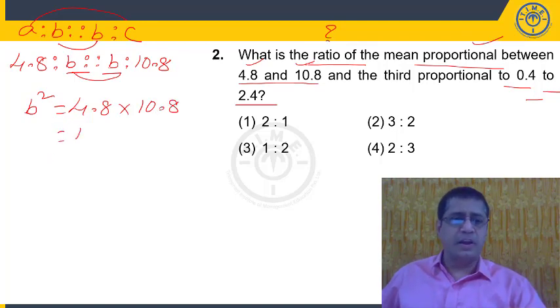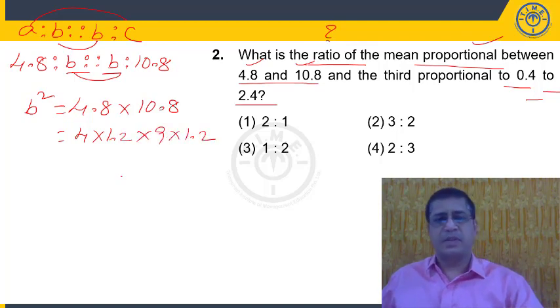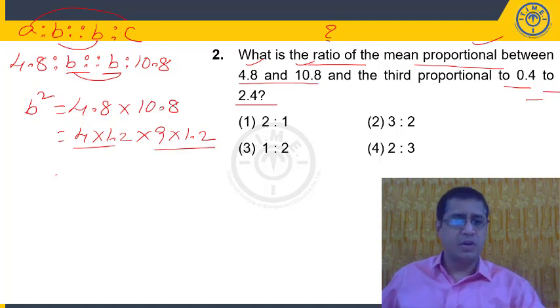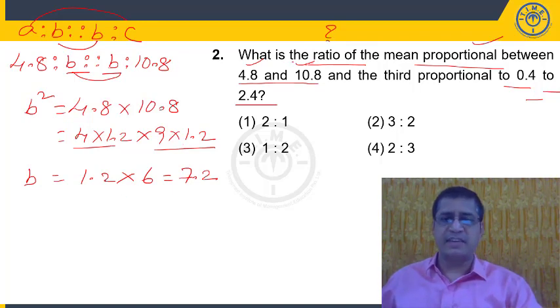Okay, my dear students, 4.8 means 4 into 1.2. Here it is 9 into 1.2. I am expressing it as a product of two numbers in which one is a perfect square. 4 is a perfect square here, and in this 9 is a perfect square. So what is the value? 1.2 appears 2 times, and the square root of 36 is equal to 6. Simplify, result 7.2. So the mean proportional is 7.2.